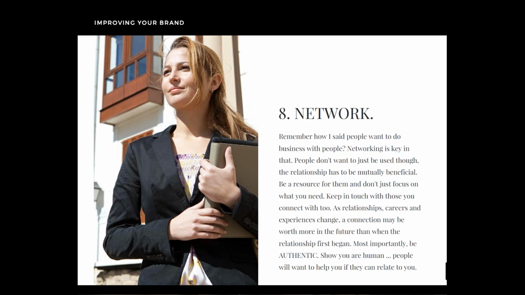And most importantly, be authentic. I keep saying it, but it's truly the most important thing when it comes to personal branding. If you show that you're human, show that you have hopes and dreams and you have goals, people are going to want to help you if they can relate to you. And everyone has hopes and dreams and goals.